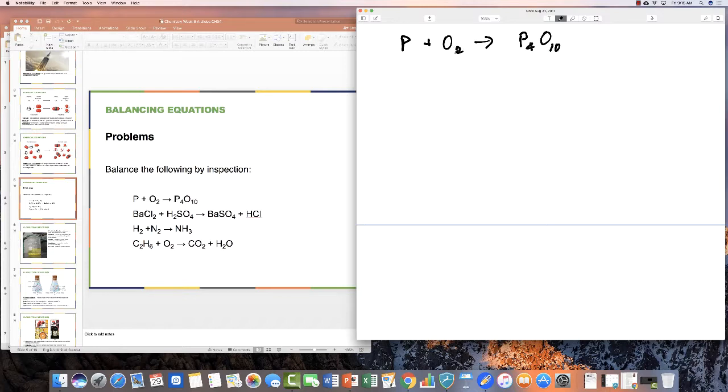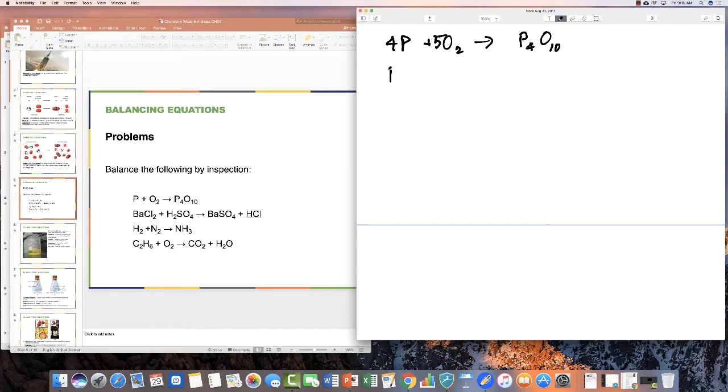Now if you look here, you have 2 oxygen atoms here, you have 10 here, so if you put a 5 coefficient in front of that, you'd have 10 oxygen atoms here and 10 oxygen atoms here. You have 4 here. And if you put a 4 coefficient in front of this, you would see you have 4 phosphorus atoms and 4 phosphorus atoms. And so this is now balanced, a balanced equation. 4 phosphorus atoms combined with 5 oxygen atoms to produce 1 tetraphosphorus pentoxide.